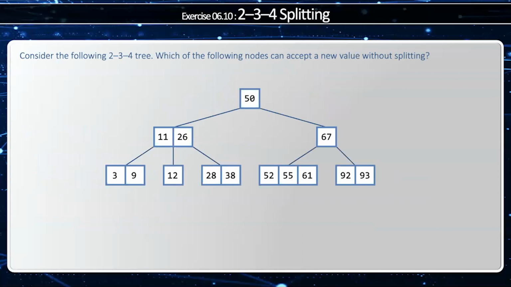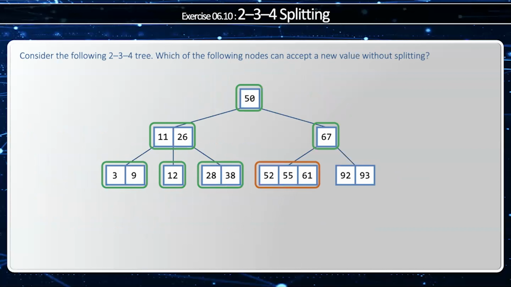Which of the nodes can accept a new value without splitting? Well, 50 can. In fact, there could be 3 values there and it only has 1. 11 and 26 can. It can accept 1 value. 67 can accept 2 values. 3 and 9 can accept 1. 12 can accept 2. 28 and 38 can accept 1, but this node cannot because it has 3 values, and this node can accept 1 value. So therefore, all the nodes but the node called 52, 55, and 61 can accept new values without splitting.